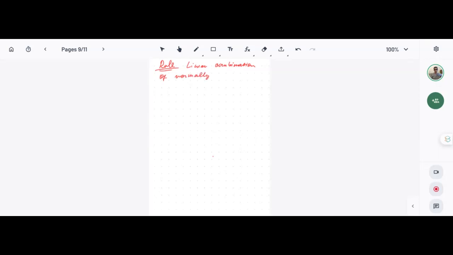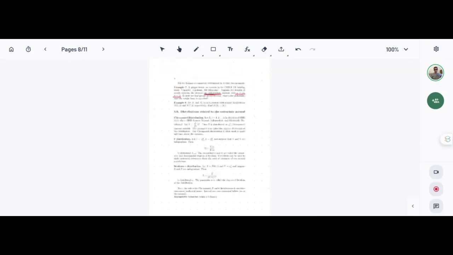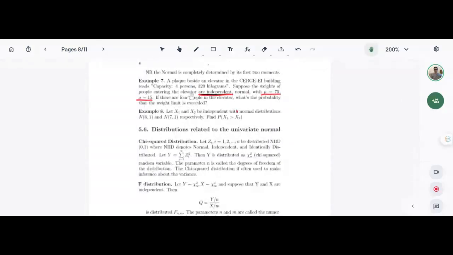Normally distributed variables is normal. Okay, here we have in example 7, we have 4 people and 300 kilograms. That is kind of the upper bound.